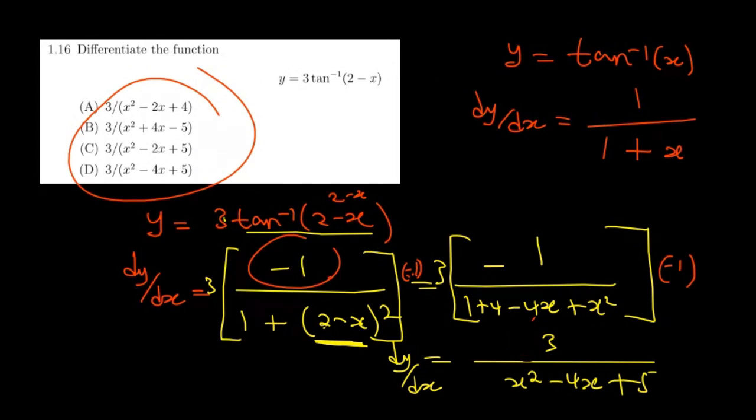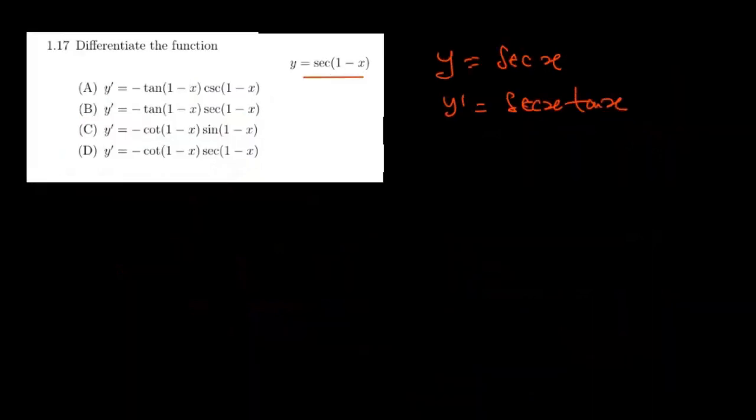So the answer is still D there. It's going to be positive because of this negative 1. We're using the chain rule there. Okay, so even here we're going to use the chain rule.